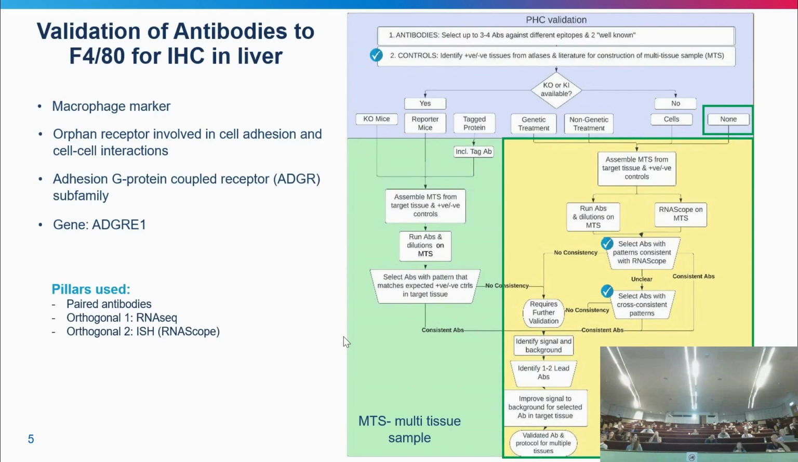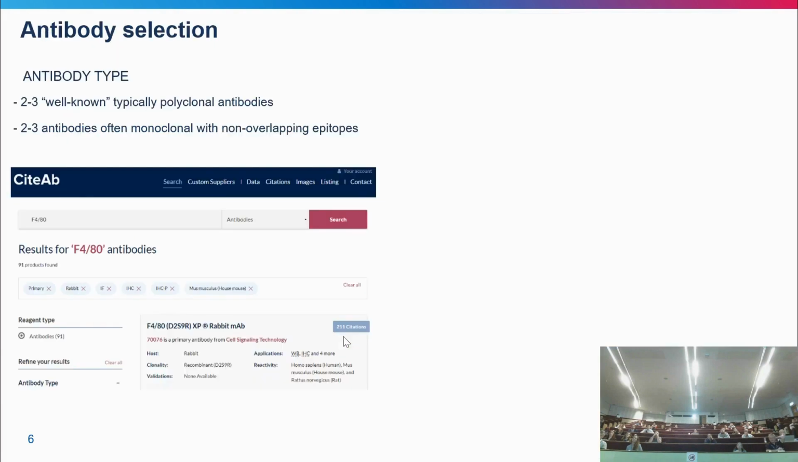I selected a very simple marker just to demonstrate the approach. This is the F480 marker that the requester wanted to use in the liver. So the pillars that we are going to use are a paired antibody and two orthogonal assessments, RNA-seq and RNAscope. And we don't have any special controls.